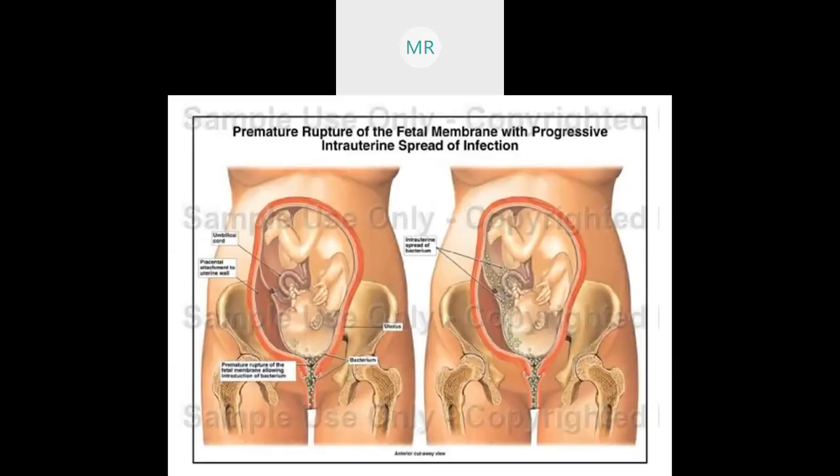Now, these are the pictures I wanted to show you before we keep going. Again, this is for sample use only for this lecture. It's copyrighted, but the little green dots are obviously the infection. Now that mama is leaking, there's bacteria coming in, so big risk for infection.